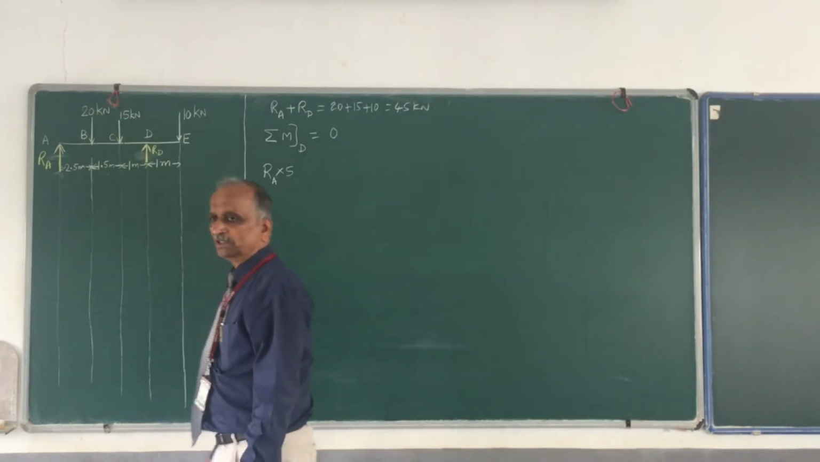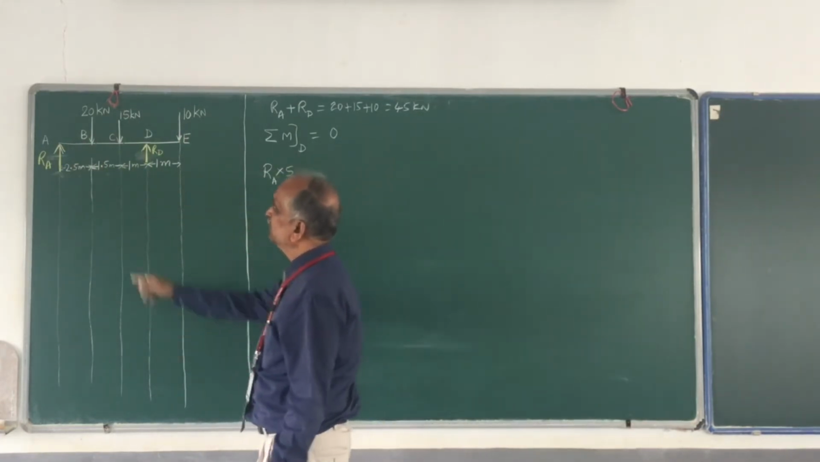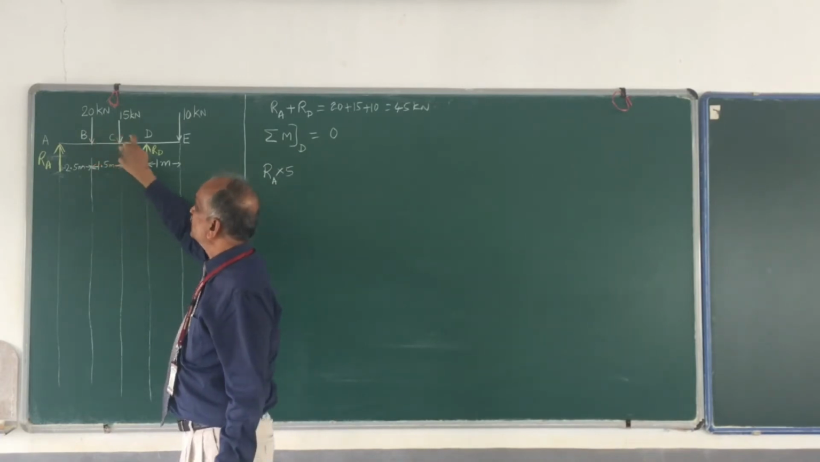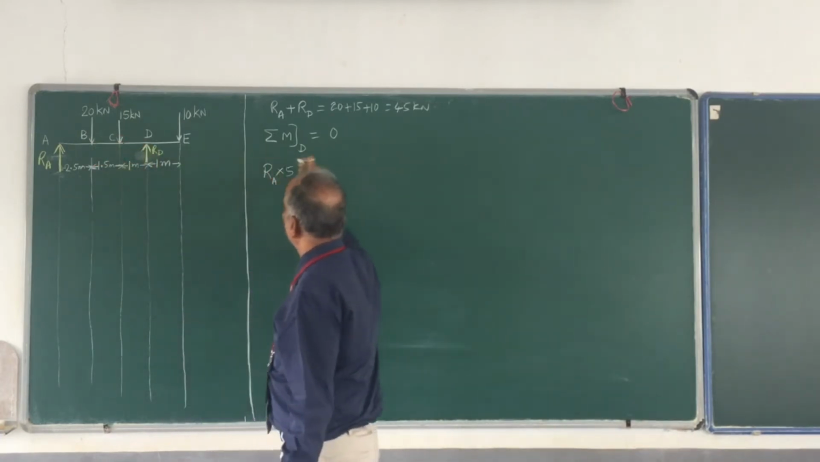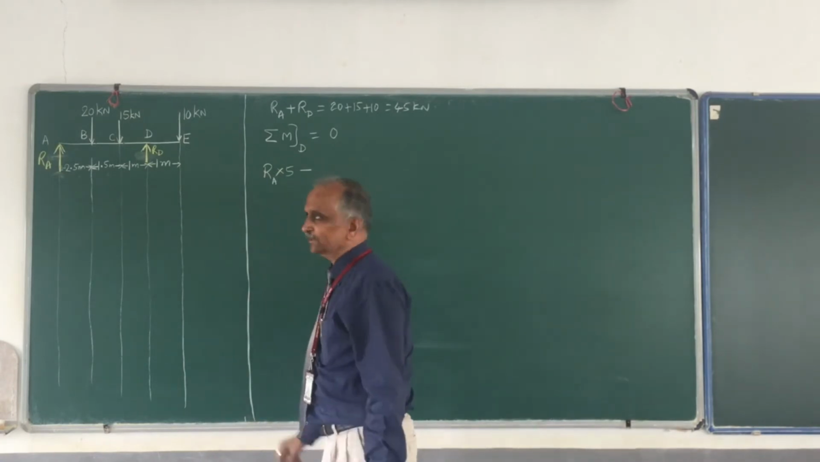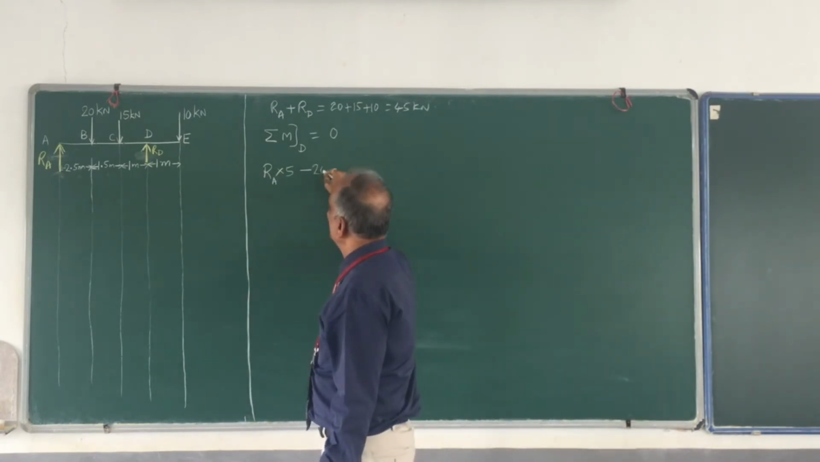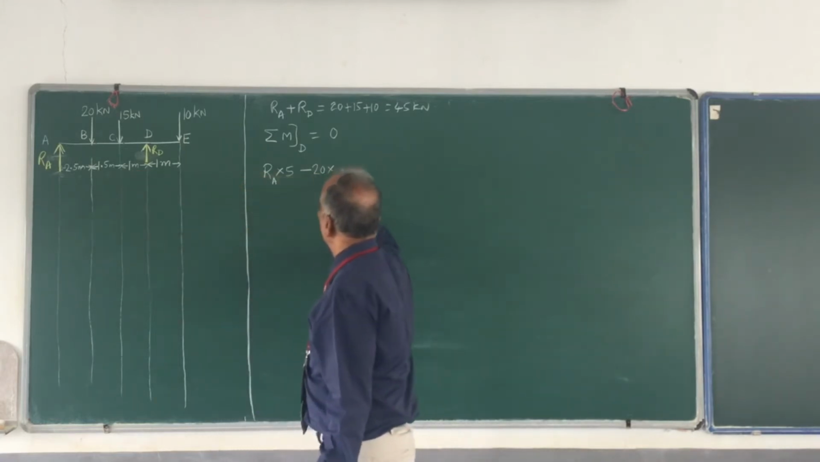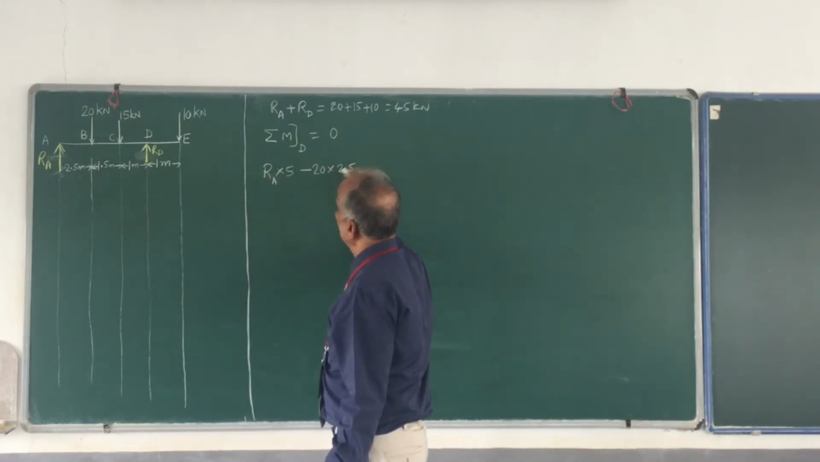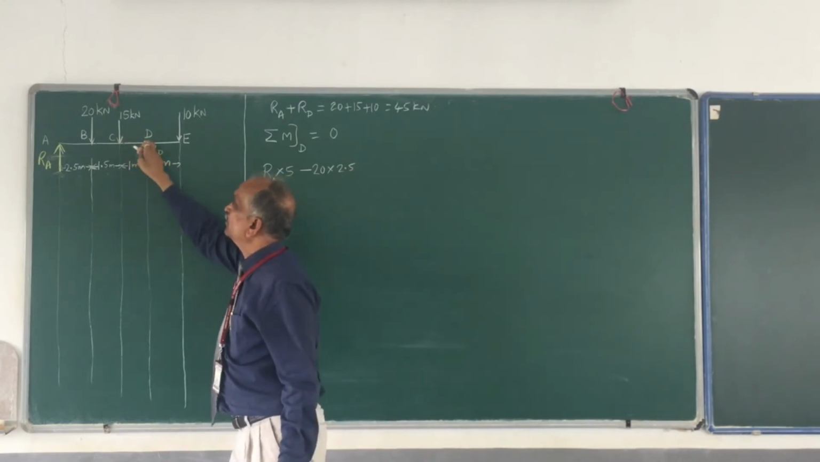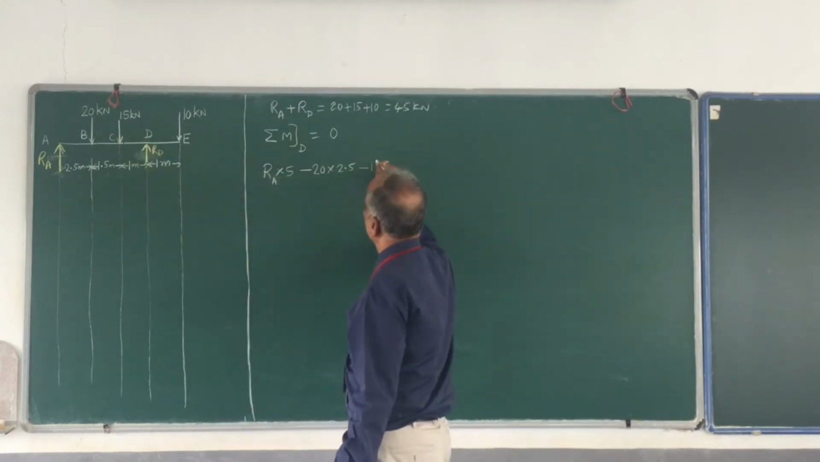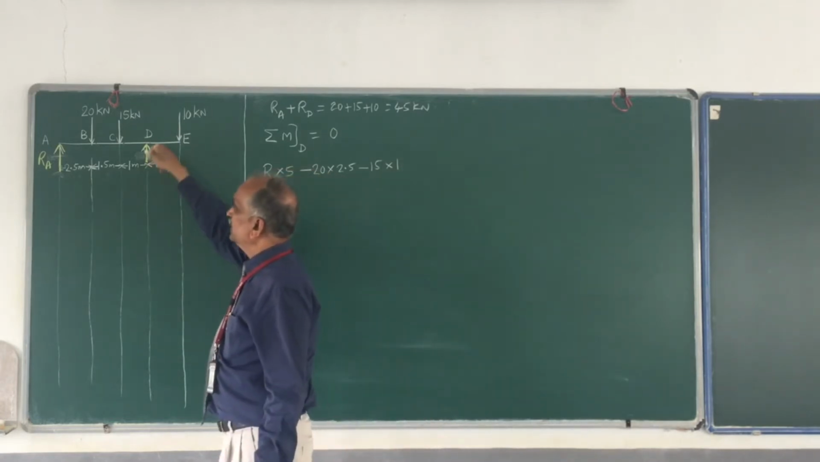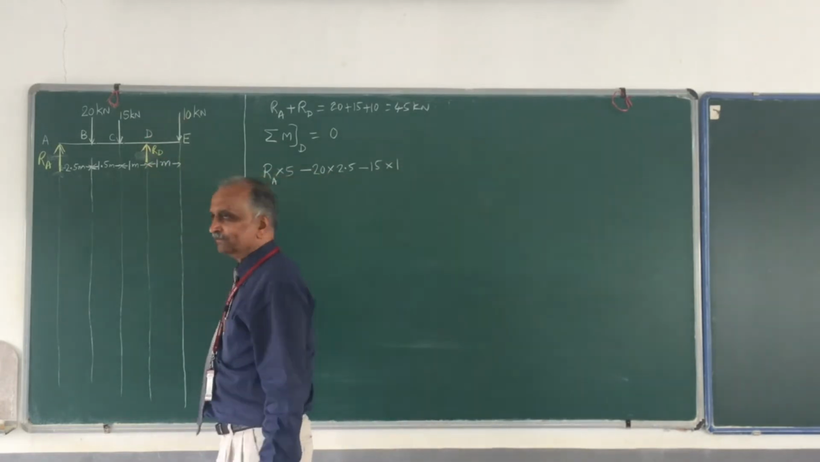Clockwise moment is positive. Okay, then let me come to the next one, 20 kilonewton. The moment due to 20 kilonewton about D: first of all, it is anti-clockwise, therefore it is minus 20 into what? 20 into 1.5 plus 1, 2.5. Then the moment due to 15 about D is also minus 15 multiplied by 1. Then the moment due to RD about D, that is 0.